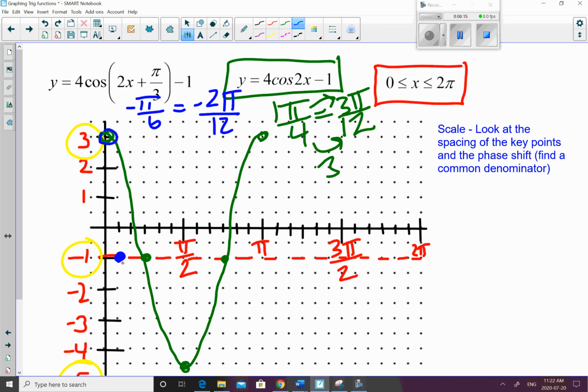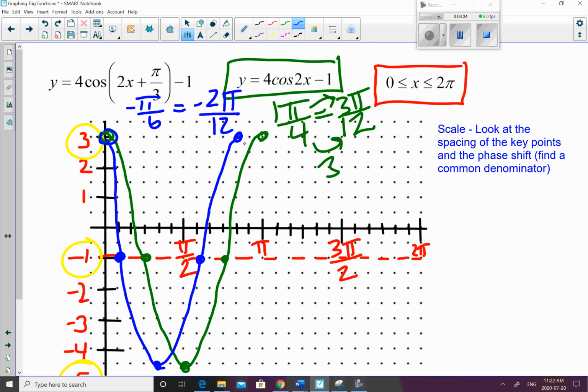This one I'm going to shift over 1, 2 to the left. This one, 1, 2 to the left. And this one, 1, 2 to the left. So then that is now the graph that I'm looking for. And just make sure you neatly label everything. That's really important here. And the pattern just continues.